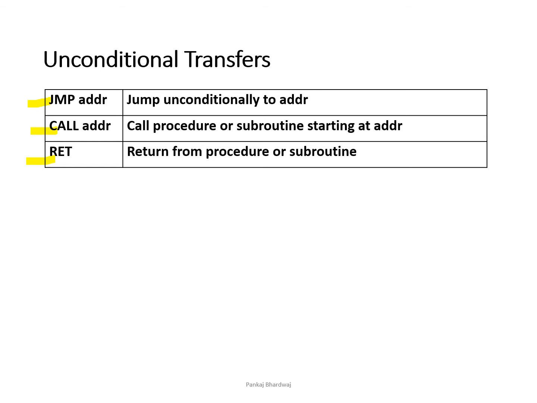So if the jump instruction comes, then unconditionally the next instruction is fetched from the address which is given in the jump command. If call comes, then unconditionally you need to fetch the instructions available in the locations given by the address just after the call, and return gets back to the original main program.